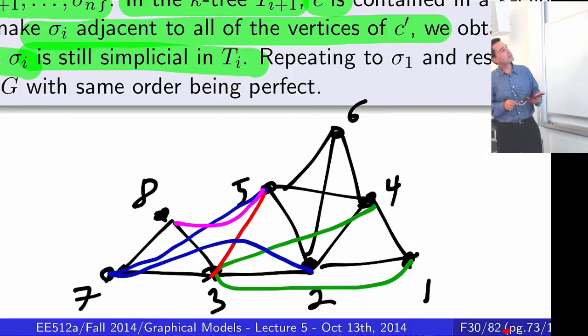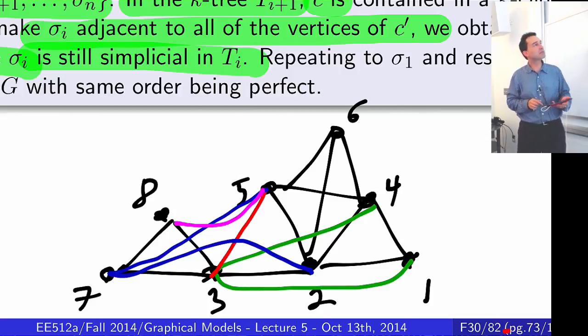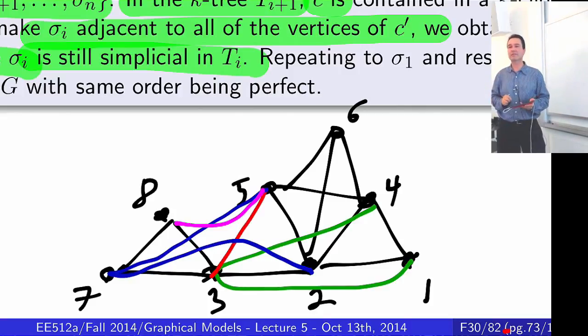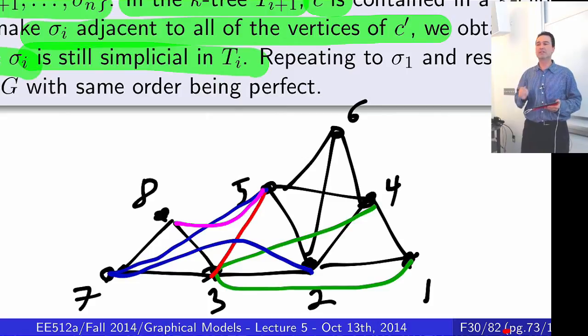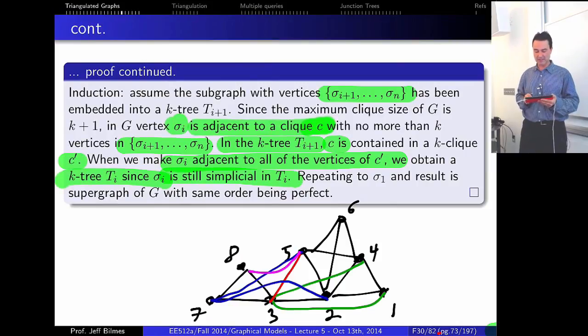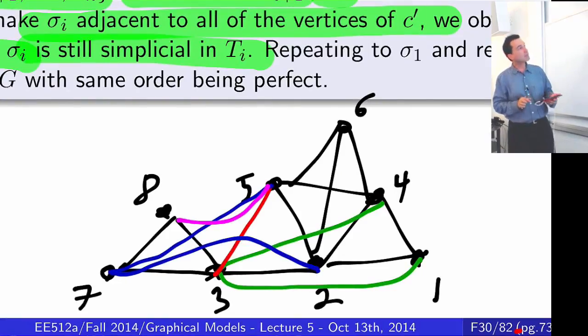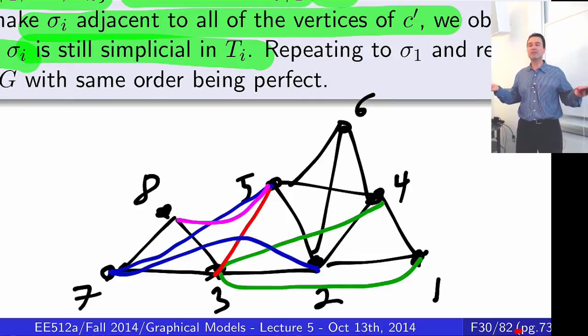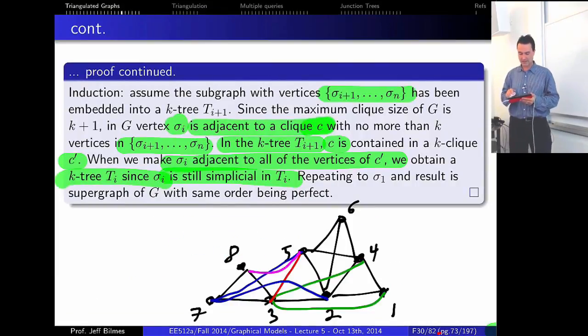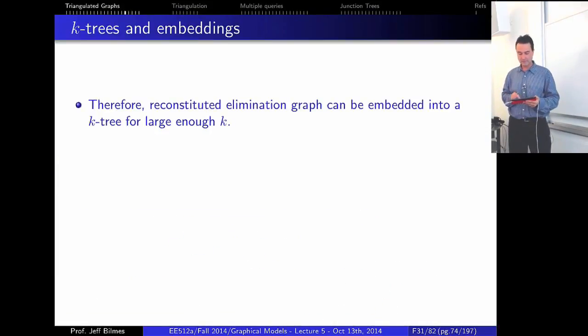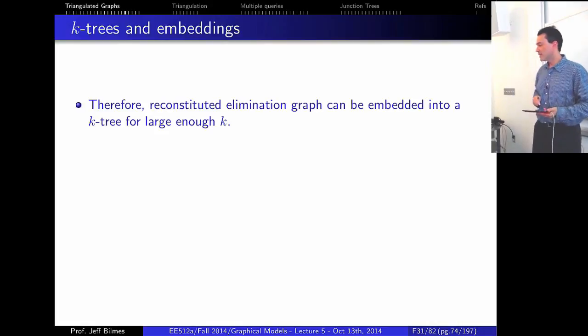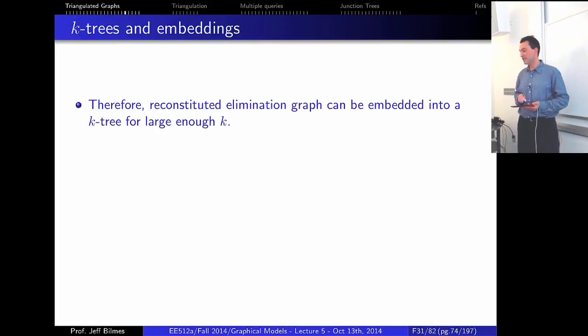We can eliminate 8 and 7, 6, 5, 4, 3, 2, 1. It's a triangulated graph, and every time we eliminate nodes, up until we get to that last final clique, we have 3 complete adjacent neighbors, hence it's a 3-tree. And what we've done then is embedded the original graph, which was written in black, into this larger K-tree, which has these additional edges that are in color. And that's essentially what the theorem states. So the reconstituted eliminated graph can be embedded into a K-tree for large enough K.